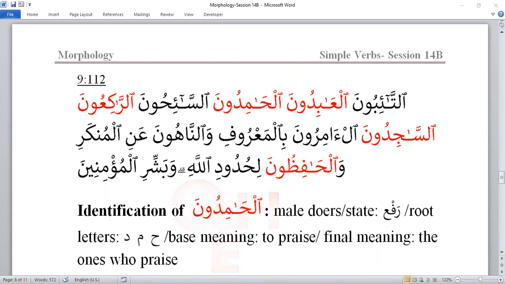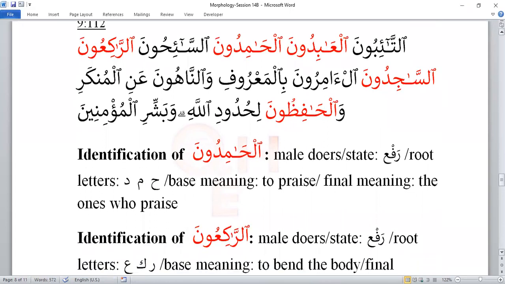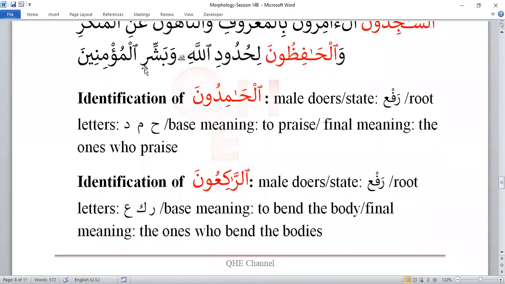So let's go over the identification of these words very quickly, inshallah. So for alhamiduna, male doers, right? Plural. And it's a default state because we're not saying like aini, lina, those kind of conjugation suffix. We see una, so that's default state for plural male. Root letters ha, mim, dal, base meaning to praise, final meaning the ones who praise. Okay, plural.